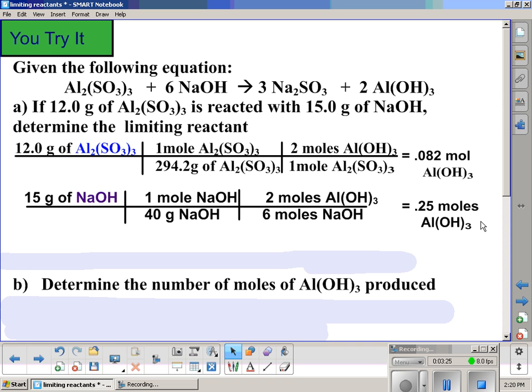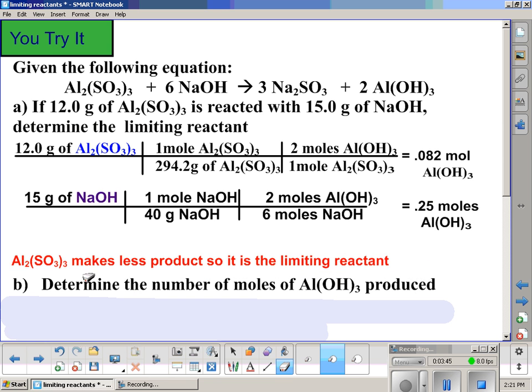The reactant that runs out first is aluminum sulfate because it can only make this much aluminum hydroxide and then it's gone. So we'll never be able to make this much because the aluminum sulfate runs out. So our answer for A, aluminum sulfate makes less product, so it is the limiting reactant.